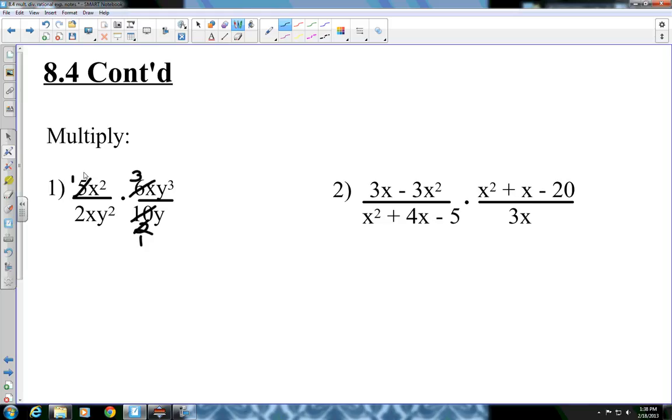Why do we use the other one? You could use the other one if you wanted to. Does it really matter? Not really. You're going to have the same result either way.